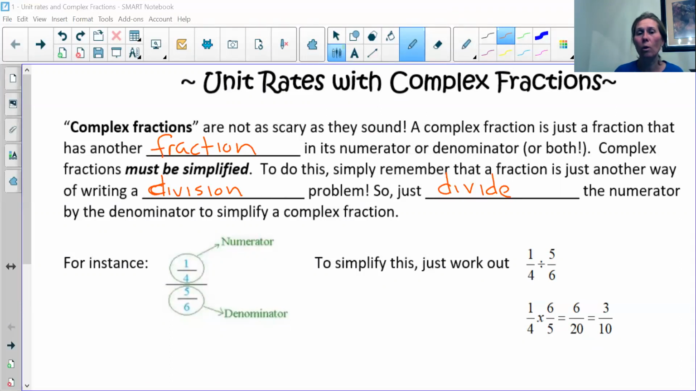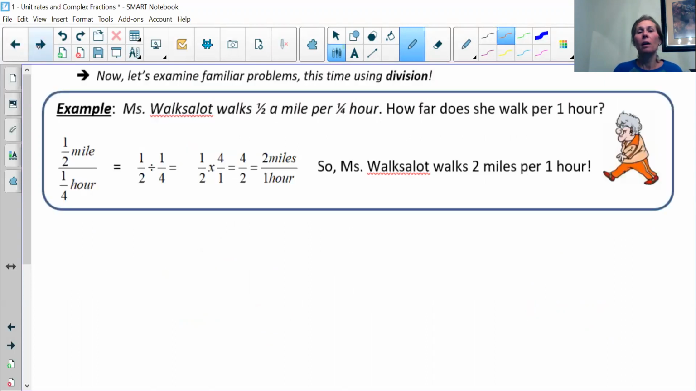For example, 1/4 over 5/6. 1/4 is your numerator. 5/6 is your denominator. To simplify this, just work out 1/4 divided by 5/6. Then you're going to do SOR, same, opposite, and reciprocal, or KCF, keep, change, flip. And you'll get the exact same answer. So let's do a couple problems, and then we're going to go on. All right, here we go.